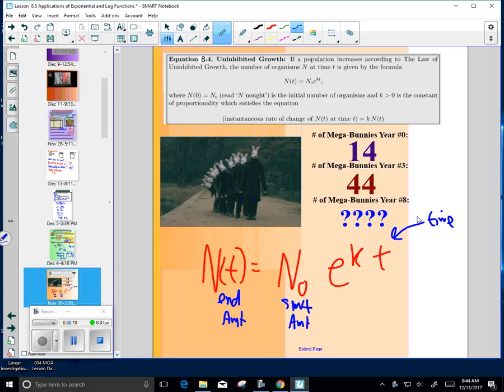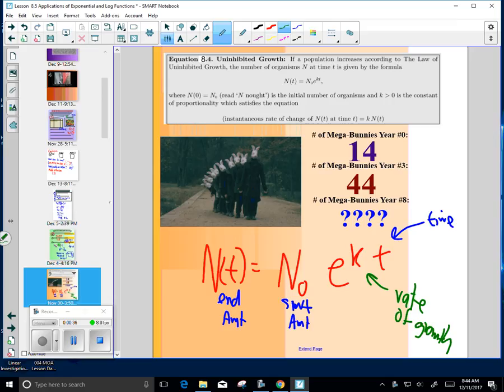Okay, then k is the weirdest of them all. This is the rate of growth. Most of the time you have to find the rate of growth first, and then you can go ahead and calculate whatever they want you to calculate.